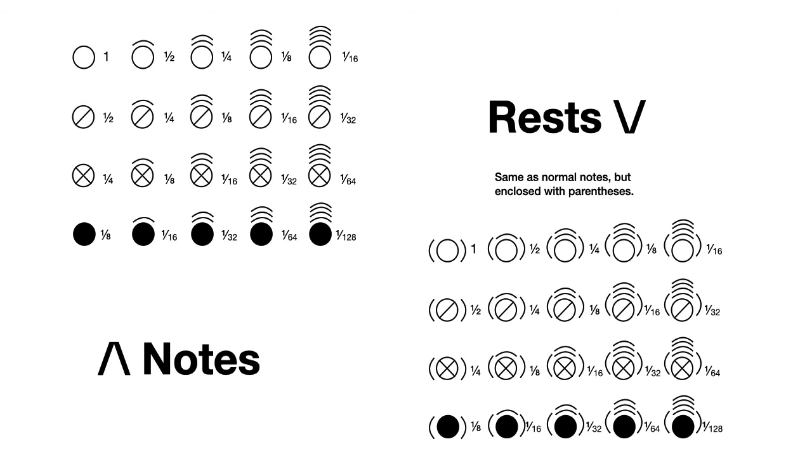Accents and staccatos work the same, though they are placed underneath the note instead of above, due to other symbols taking up the space. And also you can dot notes to add an extra half value to them.